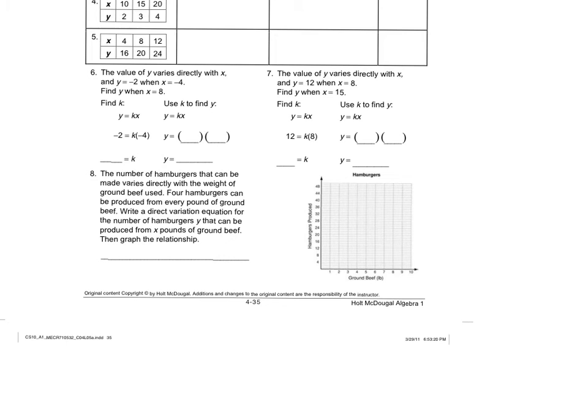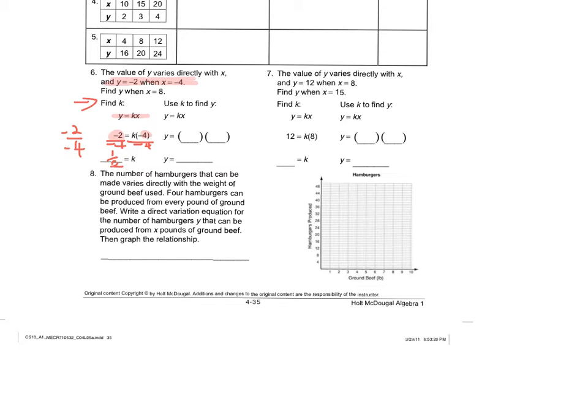All right, so for example, on number 6, what they want you to do is find K first. So to find K, you're going to replace everything that's given to you. So they gave us y equals -2 and x equals -4. And that's what they placed right here. Now what they didn't show is we need to divide by -4 to get K by itself. So now I'm trying to simplify -2 over -4, which ends up giving me +1/2. That's my value of K.